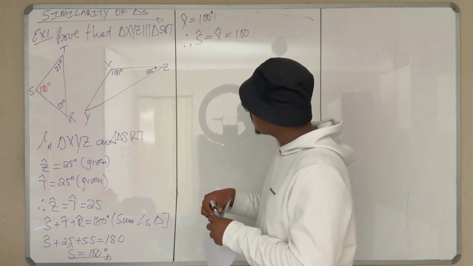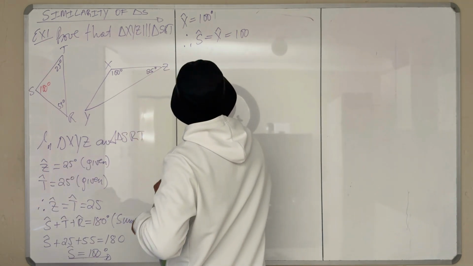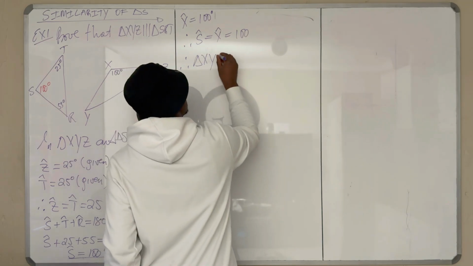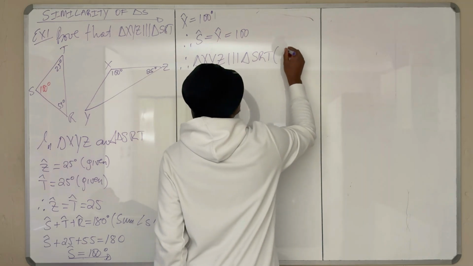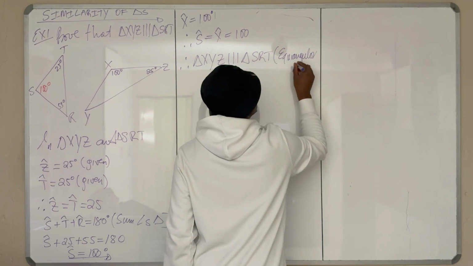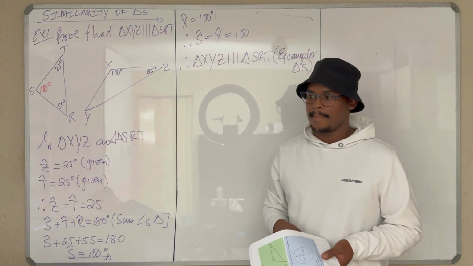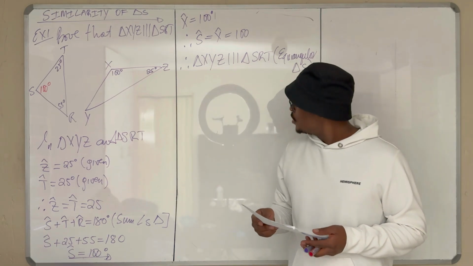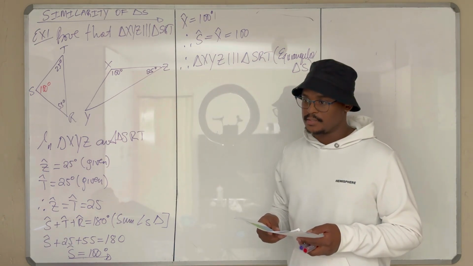Yes. So in this case, we can conclude: therefore, triangle XYZ is similar to triangle SRT. What is the reason? These are equiangular triangles. So these are two triangles with identical angles. Are you following? Yes. Then we're done with this one. So I'm going to clean the board and then we're going to do a second example.